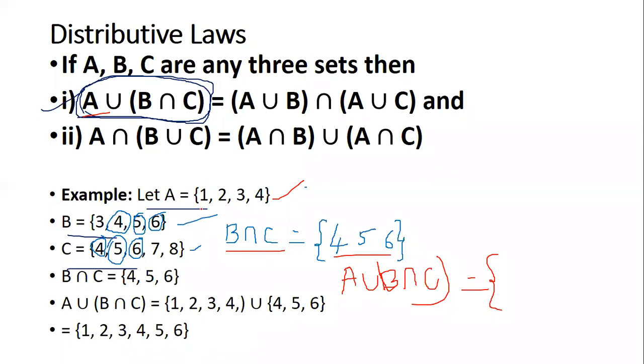So first I'll write down the elements of A. That is 1, 2, 3, 4. Okay. And then I'll go with B intersection C set, which is 4, 5, 6. 4 is already written. So I'll go with 5 and 6. Okay. So for the first expression, that is A union B intersection C, the answer which I get is the set 1, 2, 3, 4, 5, 6. Any doubts until here?